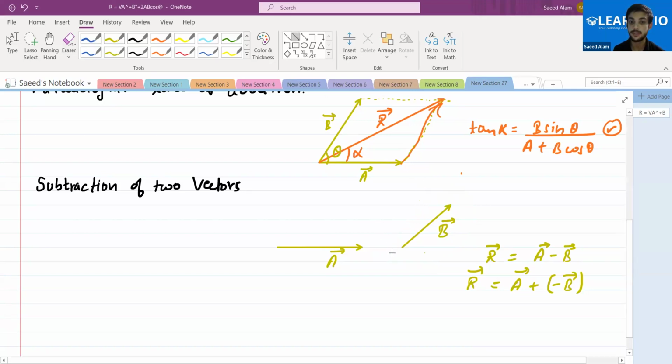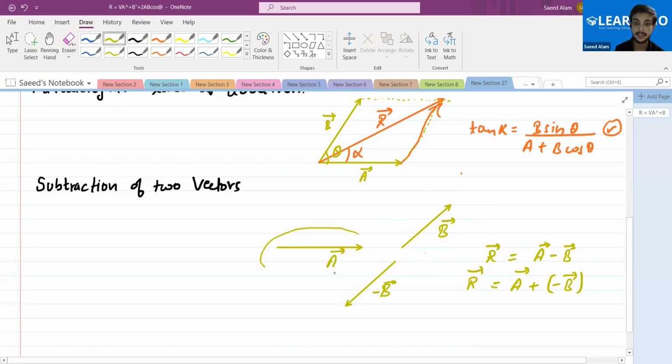Opposite. I had just told you while talking about the negative vector that minus b will look somewhat like this: it will have the same length as b, but will have the opposite direction. Yes or no? This will be the minus b vector. So now what do you have to do?